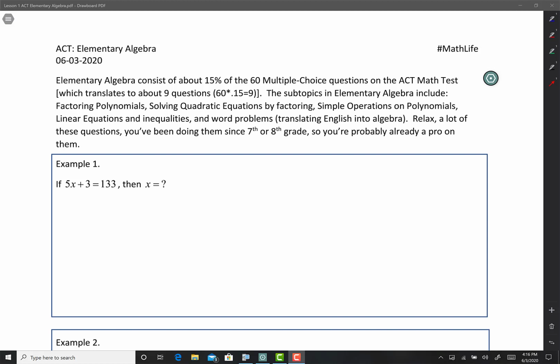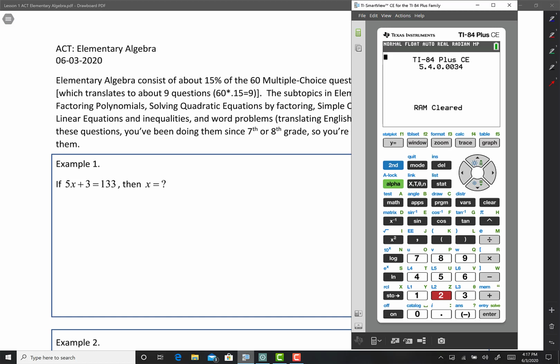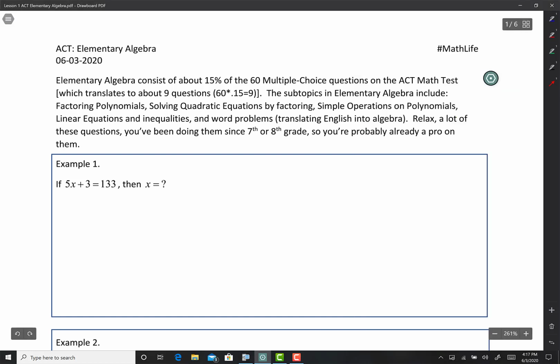The ACT, you just have one subtopic, 60 questions for math, and you can use a calculator, but it has to be non-CAS. So here's my calculator right there. I'm going to use a TI-84, well, the emulator, I guess, specifically. And elementary algebra questions typically account for about 15% of the math section. So let's go over it and see if we can figure these questions out.